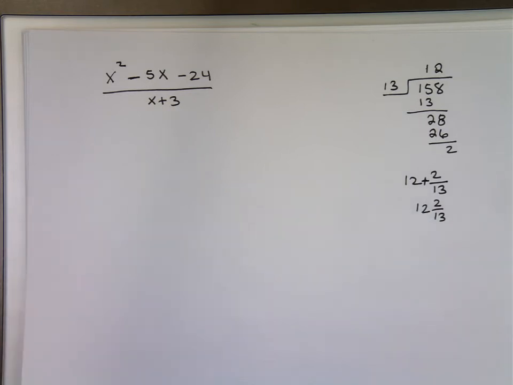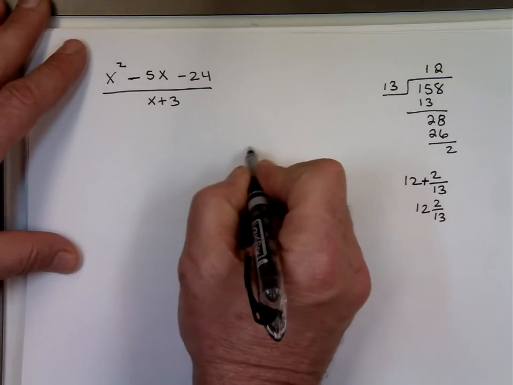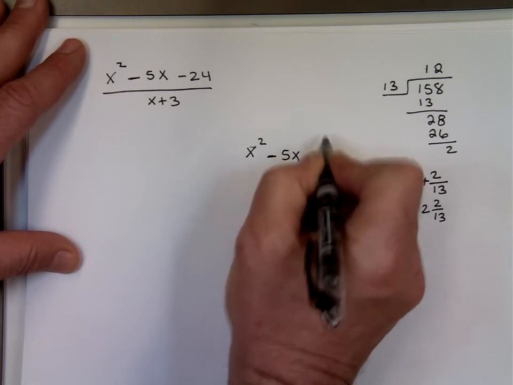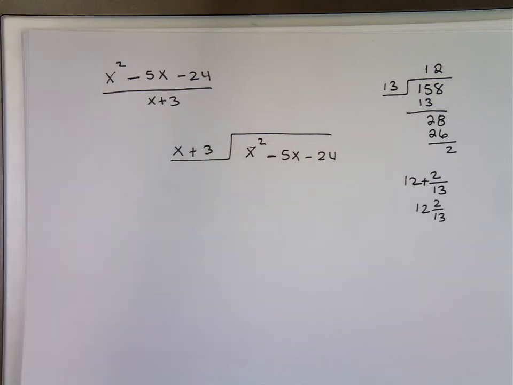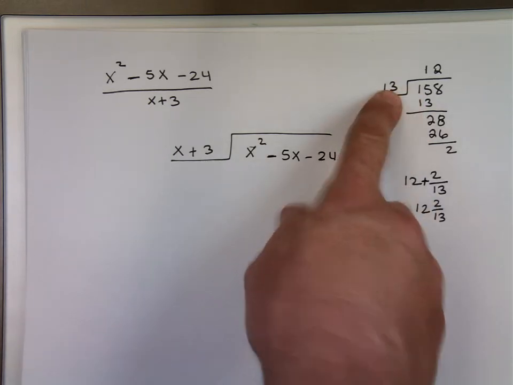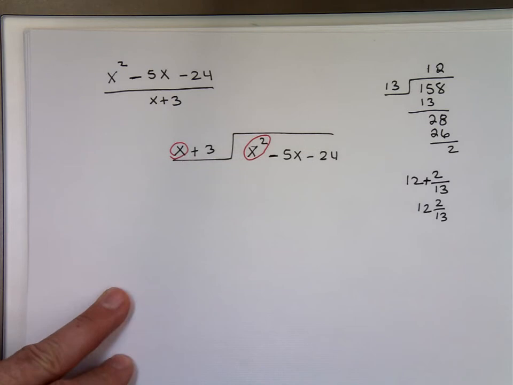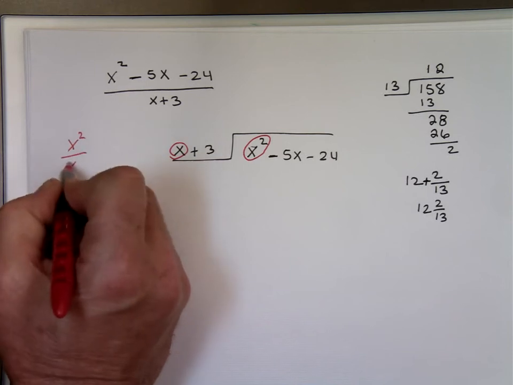No new stuff here. Well, we're going to divide this the same way we did with the numbers. We're going to take x squared minus 5x minus 24 and try to divide that by x plus 3. That's how we're going to do it. It's called long division. And the first thing we're going to look at, just like with numbers, we start with the 1. Can I divide the 1 by the 13? Well, here, can I divide x squared by x? That's what I look at. Can I divide these two? What is x squared divided by x? So I'm going to put x on the top.